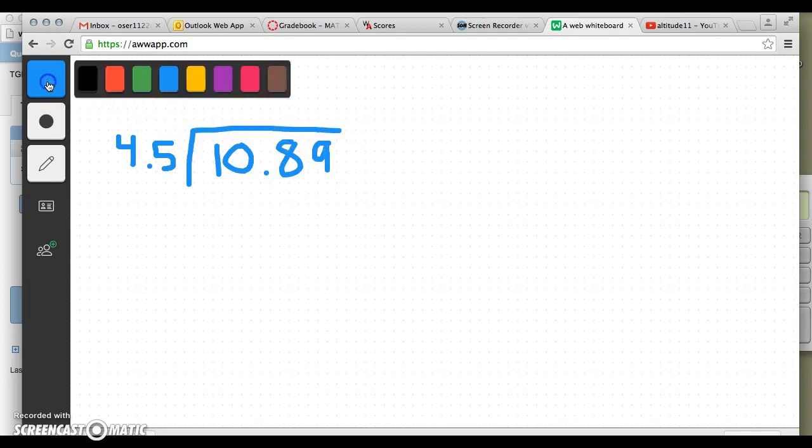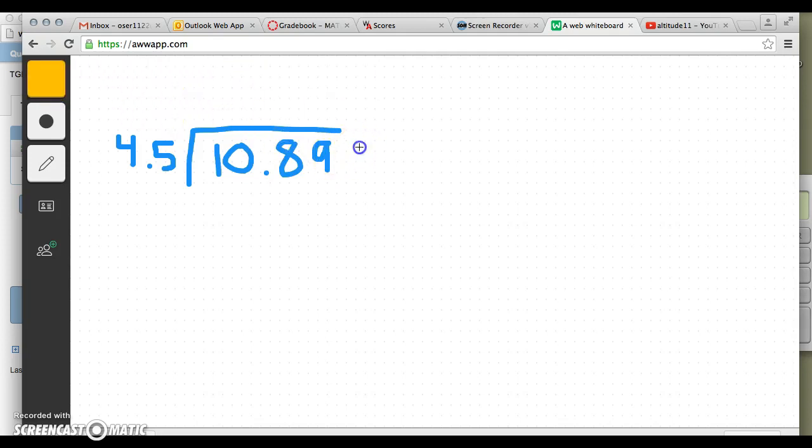In other words, this problem that we see here is the exact same as 108.9 divided by 45. All right. So really what we're doing here, guys, is we are simply increasing both the divisor and the dividend by a factor of 10. And in doing so, you're not changing the problem.